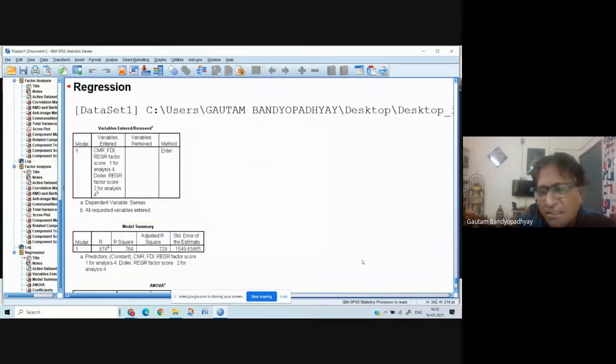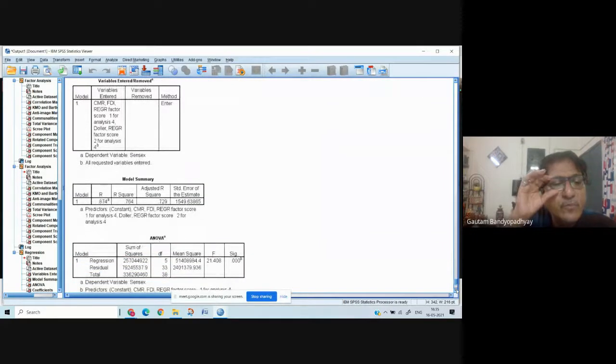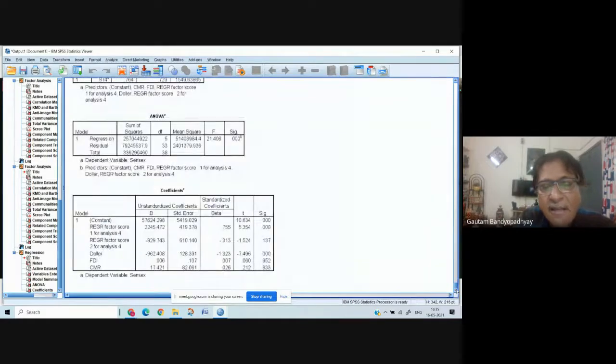Here R square is 0.764, that is 76.4% variation explained. ANOVA is satisfied. And on the basis of p-value we can discard FDI and CMR, because the p-value is more than 0.05, so that variable is not significant for estimating the dependent variable. So FDI is not significant, and CMR is also not significant.